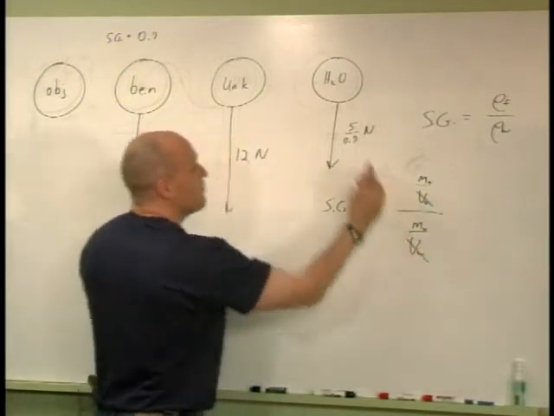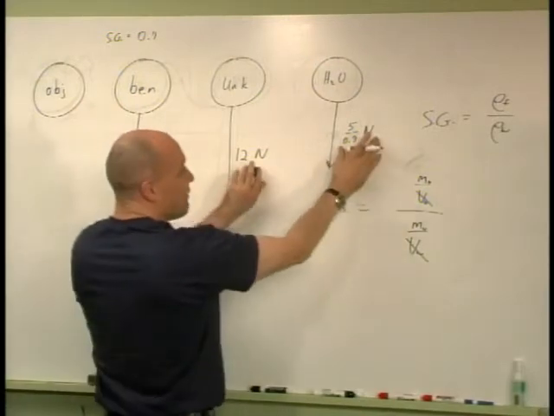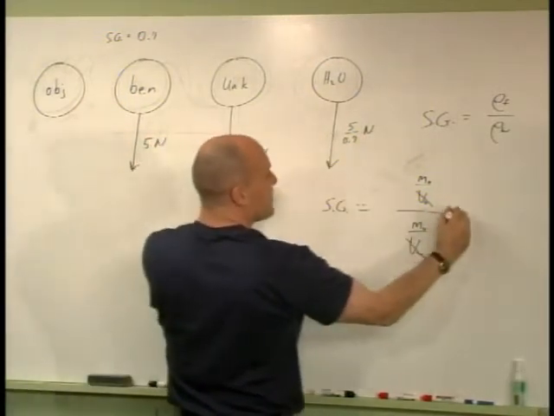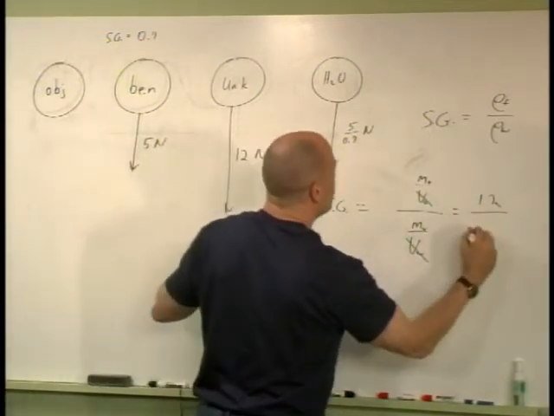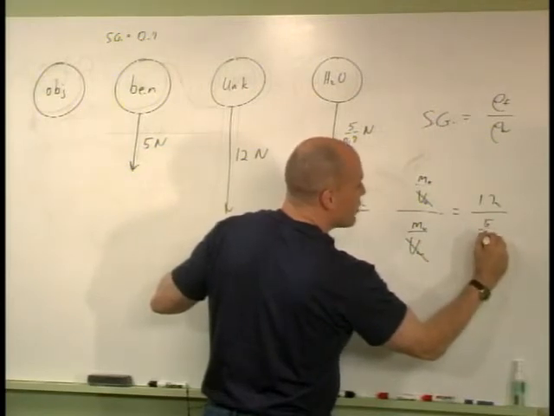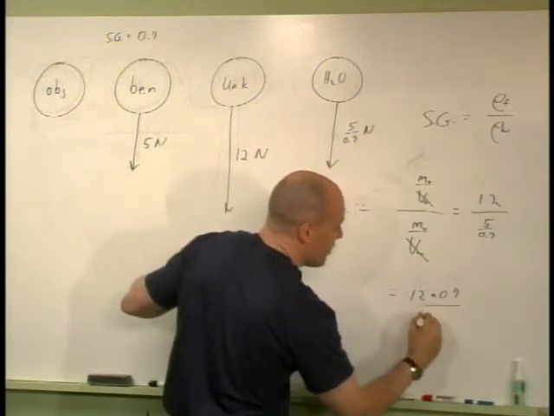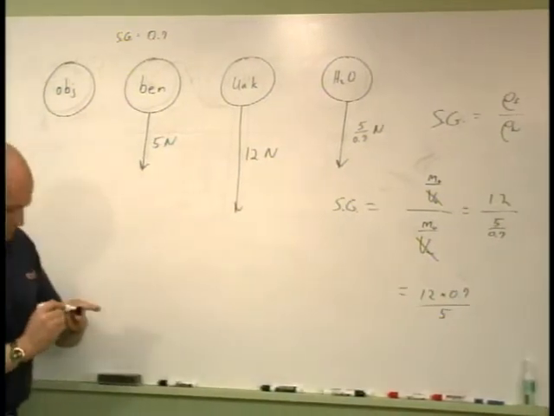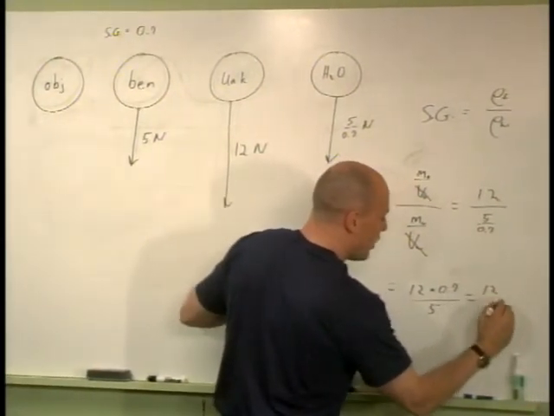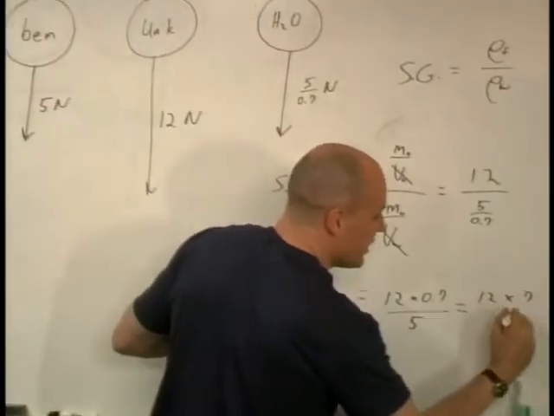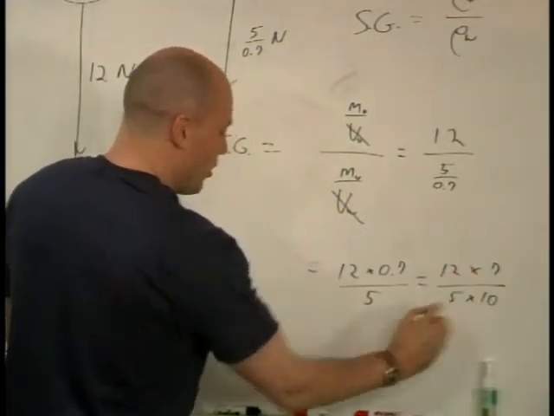These volumes are the same, right? My volume of water and my volume of my unknown are the same. So I only have to compare my masses. And what I have is the weights, which are in the same ratios. So my specific gravity then is going to be the weight here, 12, divided by 5 over 0.7. And that is 12 times 0.7 over 5. Okay? I'm going to get rid of my decimal here. 12 times 0.7 is really 7 over 10. 5 over 10. So I get 84 over 50.